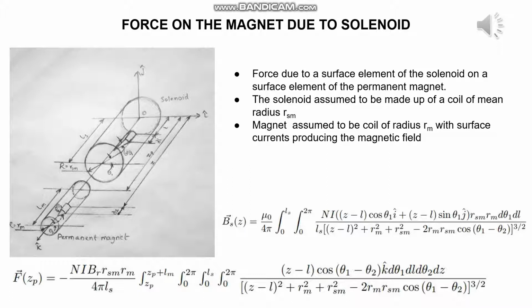So first we derived the magnetic field produced by this small element on this permanent magnet using the Biot-Savart law, and we got this two-dimensional integral expression. Using this expression and integrating over the entire surface of the magnet, we got an expression for the force applied on this permanent magnet due to the solenoid, which is this four-dimensional integration. This four-dimensional integration we solved using a Monte Carlo method, and this produced this force diagram.